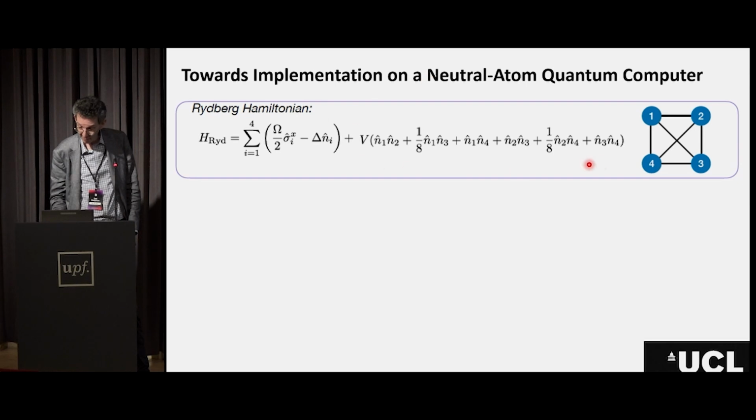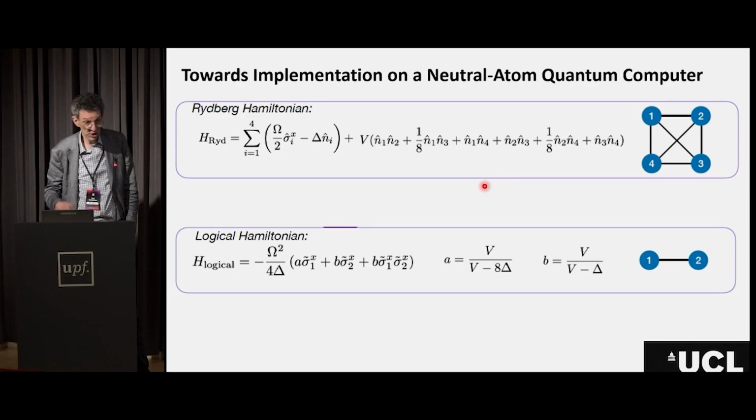Here are our pairwise interactions from the Rydberg system. We then add a local field from this detuning term delta, and then we add this Rabi term here, which gives us these X fields in the Rydberg system. So that's our physical system for these 4 qubits.